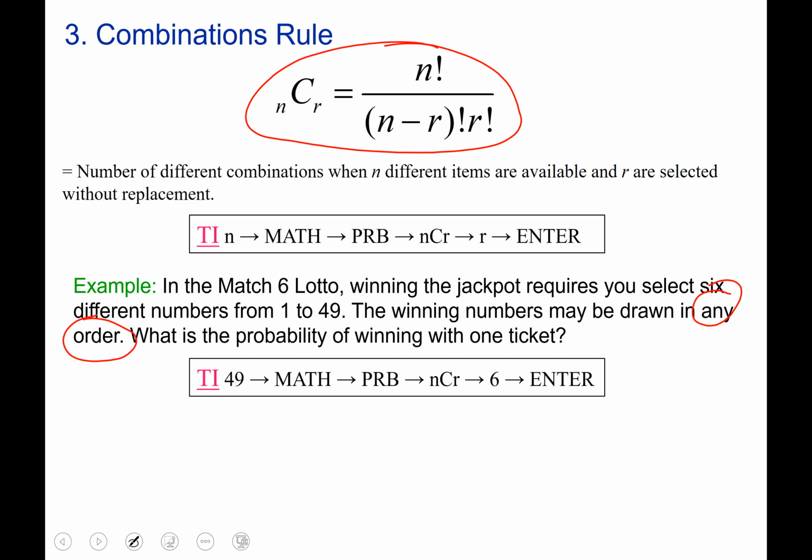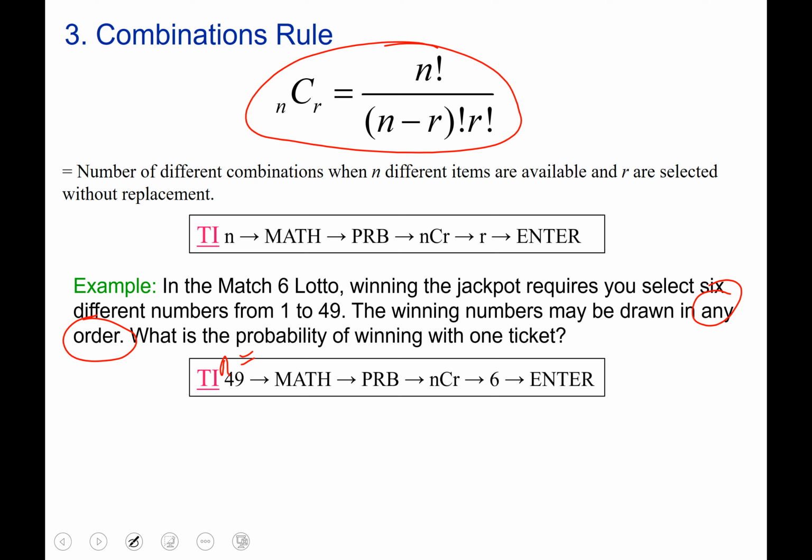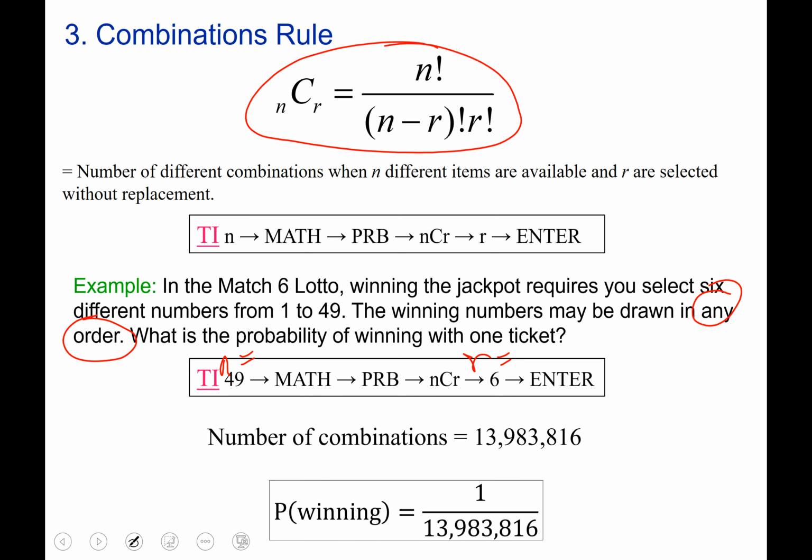Okay, N is 49. So type that on your calculator first. And then hit math, arrow over to probability, choose the program NCR. We are selecting 6 of the items this time, so R equals 6. Run that program. And if you ran it correctly, you got 13,983,816. Making the probability of winning 1 over 13,983,816. So if you only buy 1 ticket, the chances of you getting the winning ticket are very low.